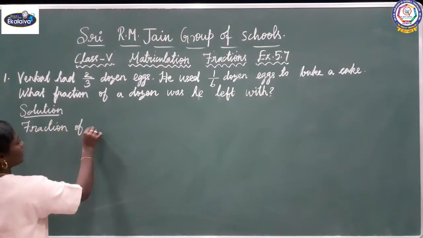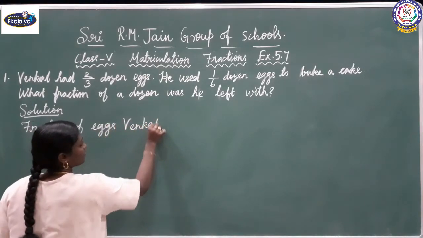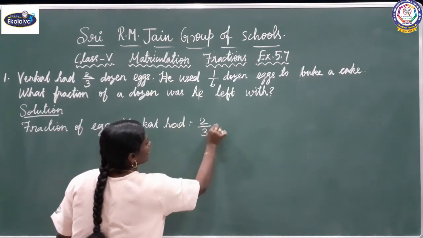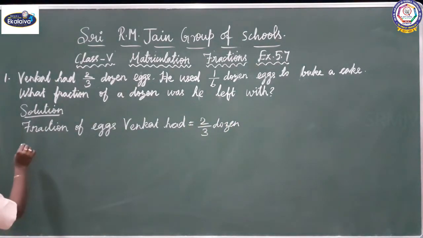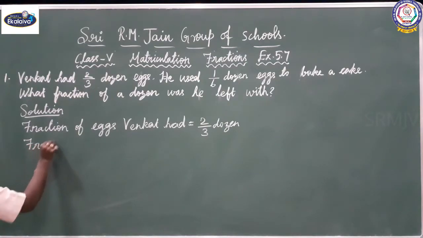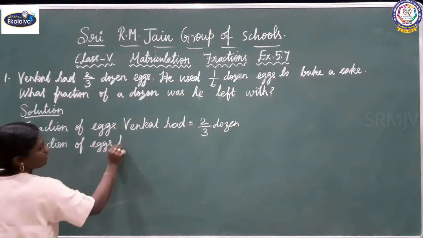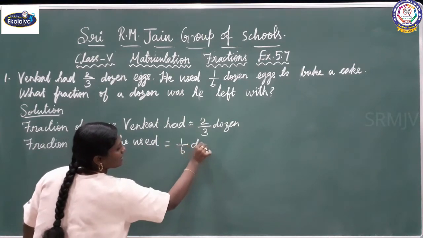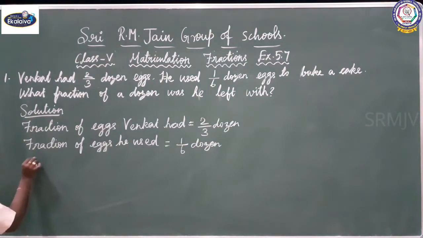Fraction of eggs Venkat had is equal to 2 by 3 dozen. Fraction of eggs he used is equal to 1 by 6 dozen. Now we have to find the fraction of eggs left with him.